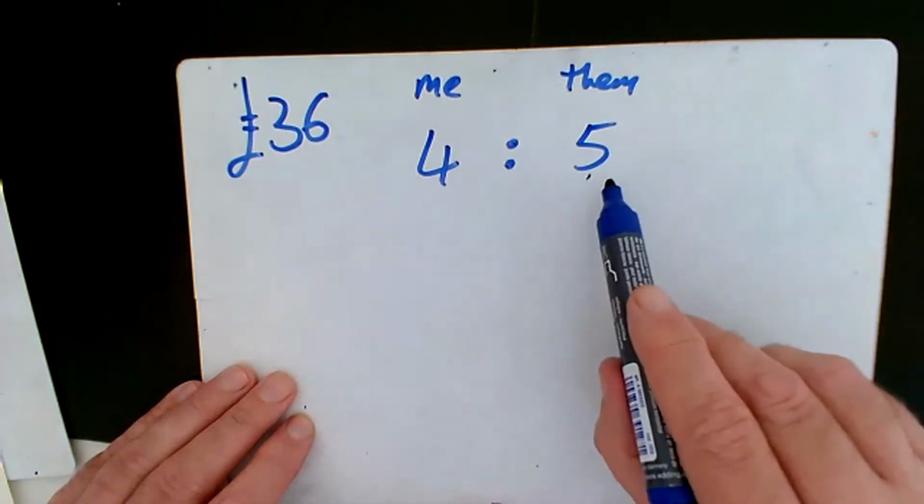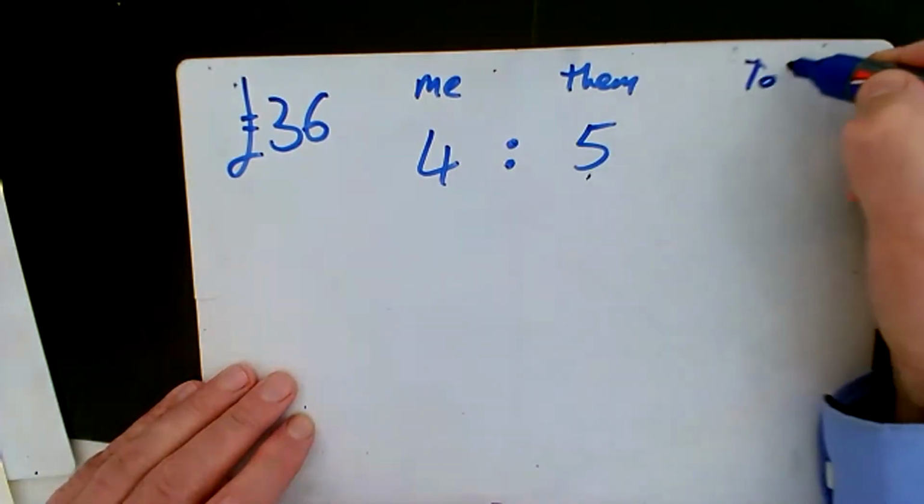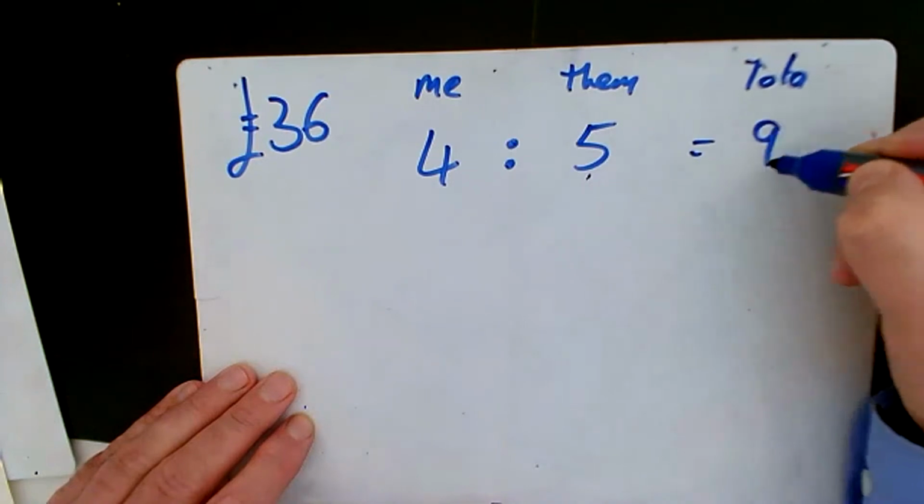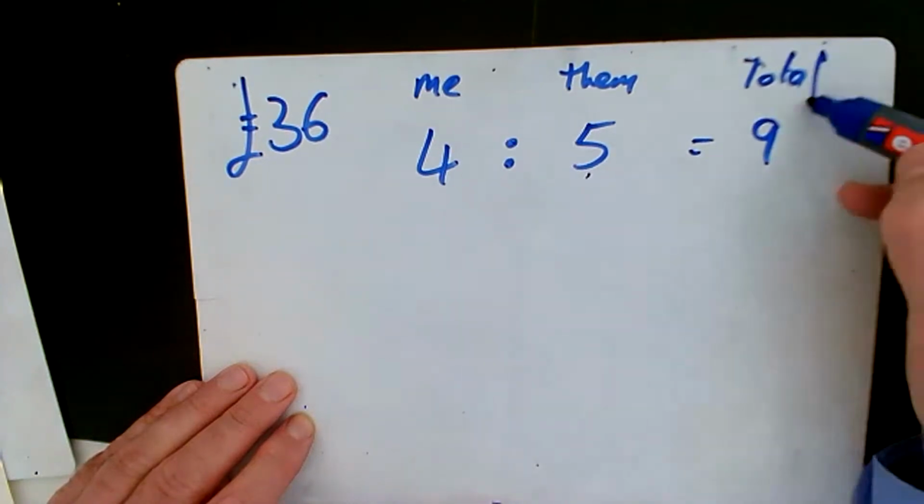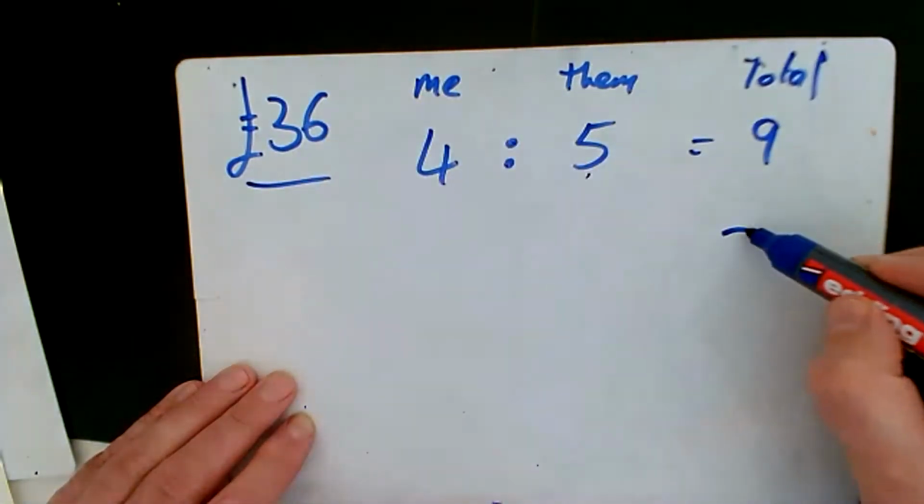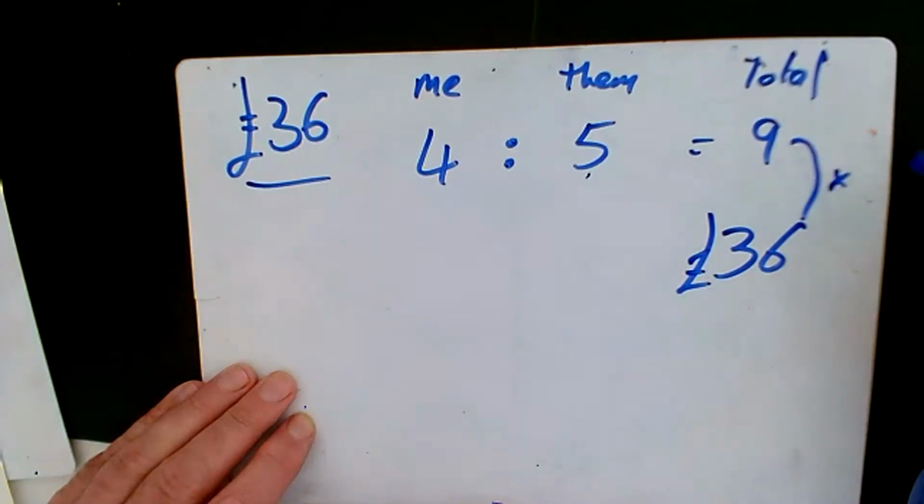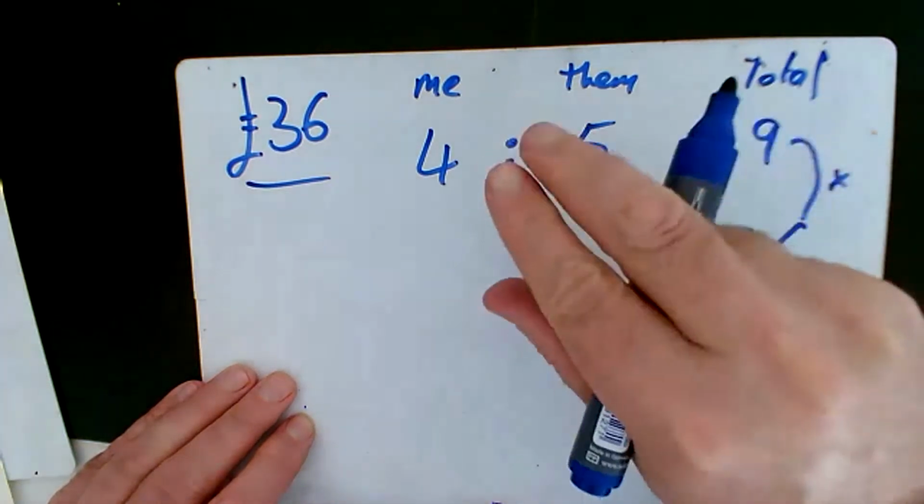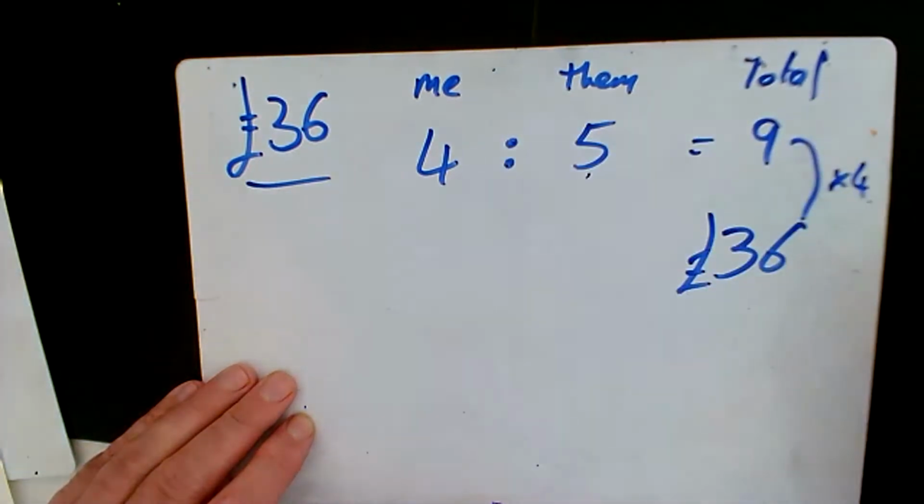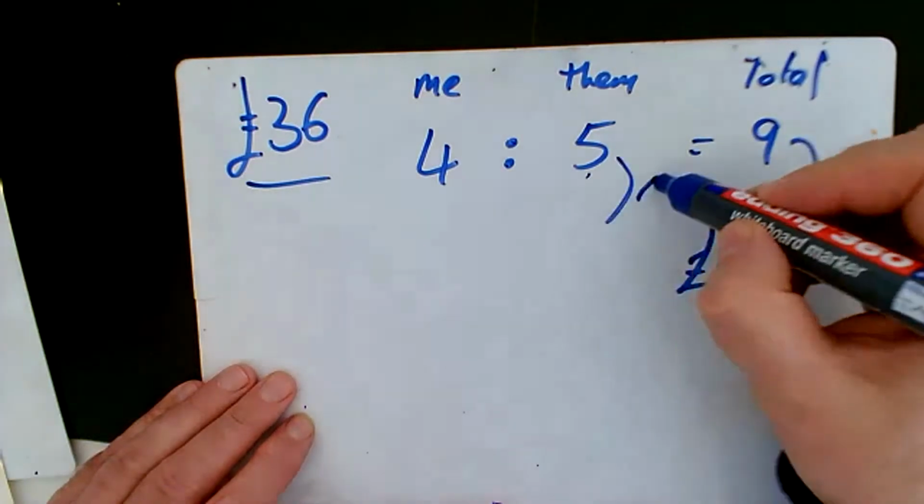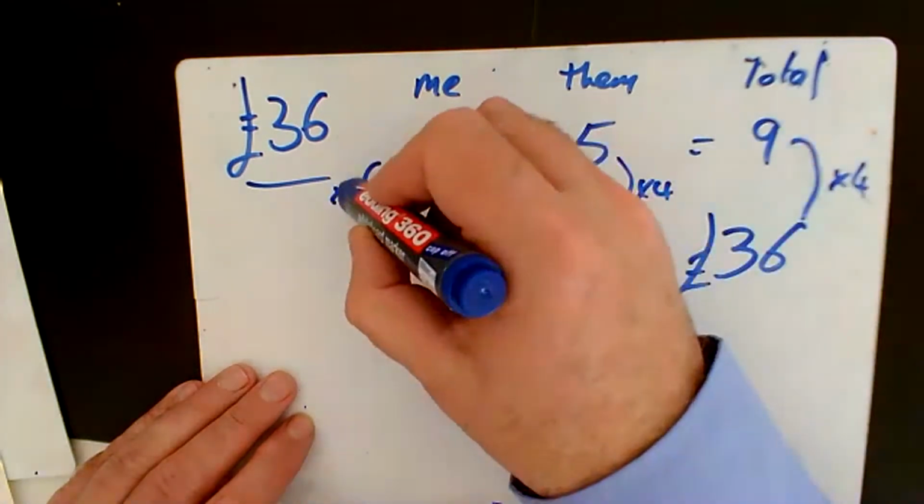How much will it cost? The first thing I do is total my ratio, and that becomes 9. The total money I'm going to have to pay is 36. How am I getting from the 9 to the 36? Timesing by 4: 9, 18, 27, 36. So each one I'm timesing by 4.